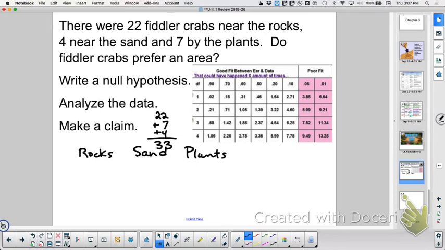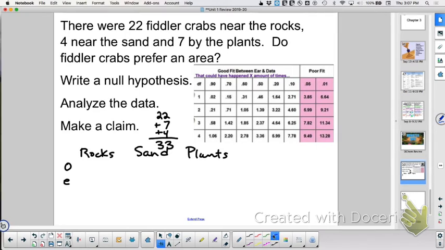Okay, so remember there's observed minus expected. If I have a total of 33 fiddler crabs, I would expect how many by the rocks? I would expect 11 by the rocks, 11 by the sand, and 11 by the plants. What did I observe? How many were by the rocks? 22. How many were by the sand? 4. How many were by the plants? 7.